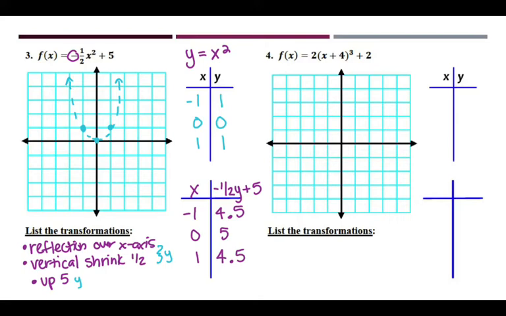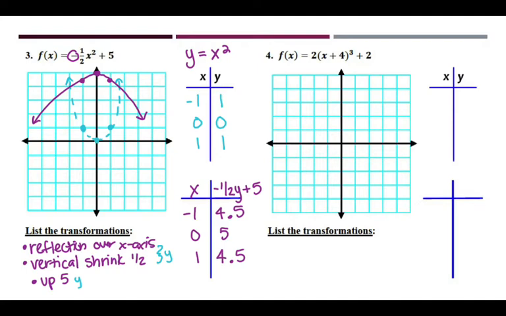And let's see where these points are. So -1, 4.5, 0, 5, and 1, 4.5. Now I can see that my parabola is opening down. That's because of the reflection. I can also see that those 3 points are closer together. That's my vertical shrink, and that allows the graph to end up being wider because of that vertical shrink.